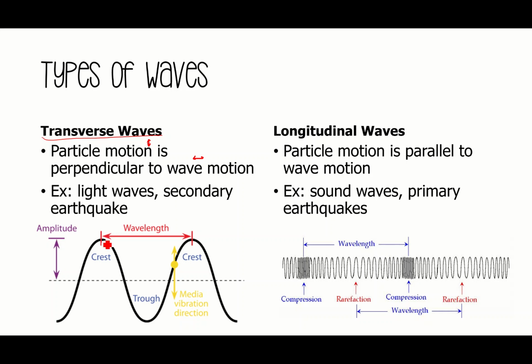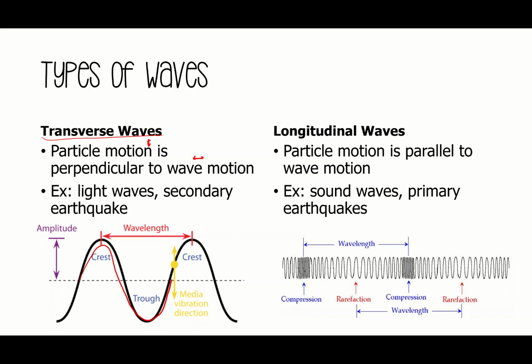You'll notice we have the crest, that's the high point of the wave. The trough is the low part. The wavelength is crest to crest, trough to trough. Wavelength can also be this, that's one complete cycle. And amplitude is from the midline to the crest or the midline to the trough.